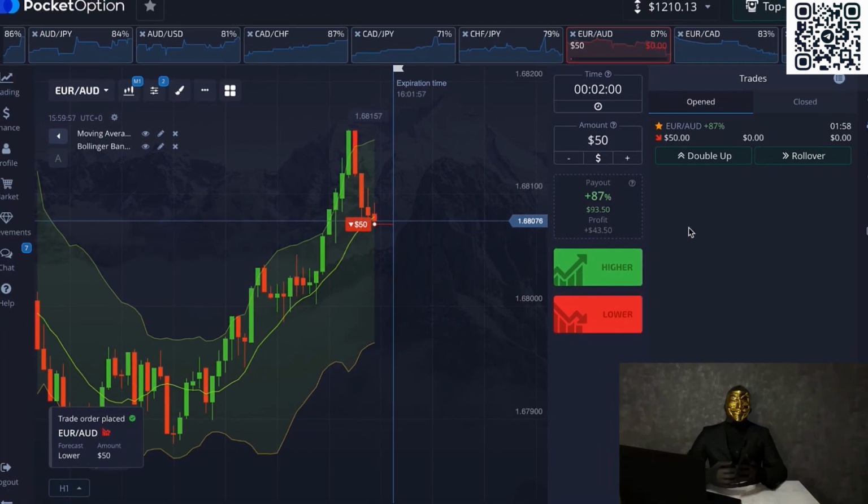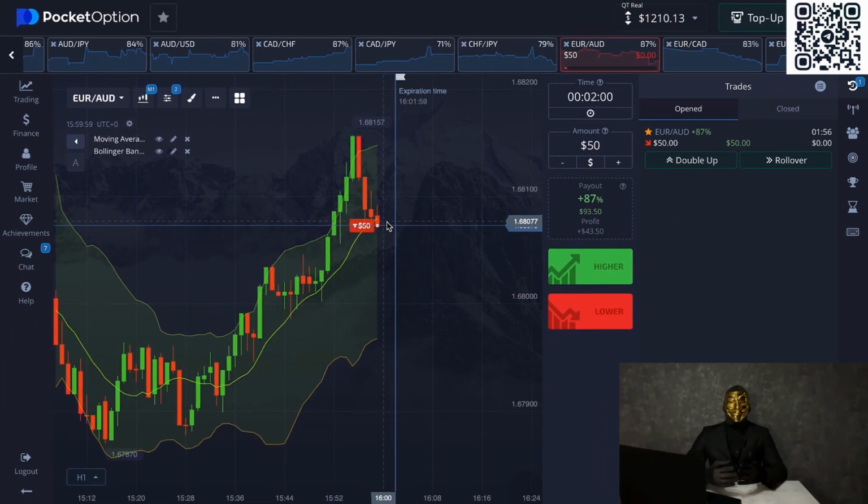Here I saw a great opportunity to open a position. As you can see, all the signals indicated that it was necessary to open a position for a decrease here, which I did. Now we are waiting for the end of this deal.